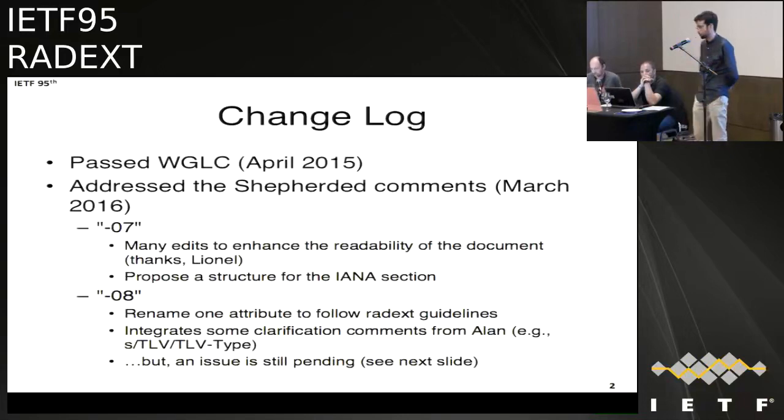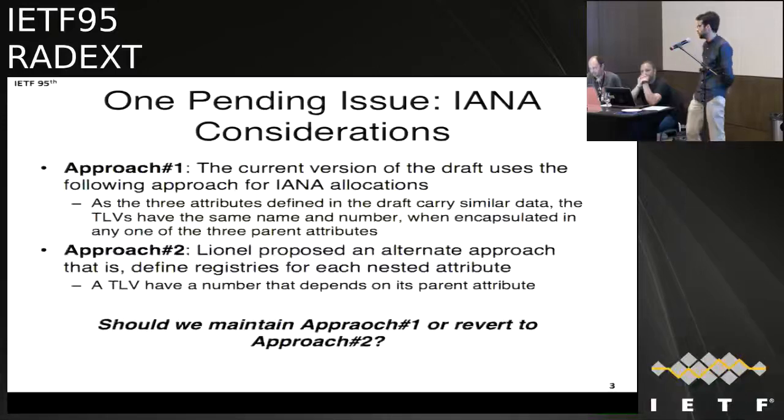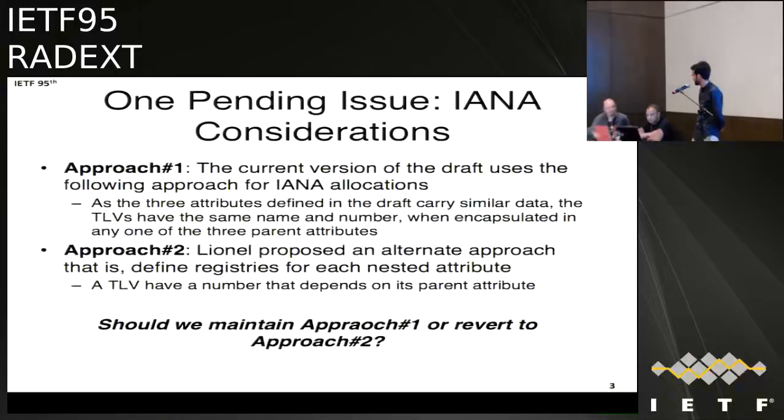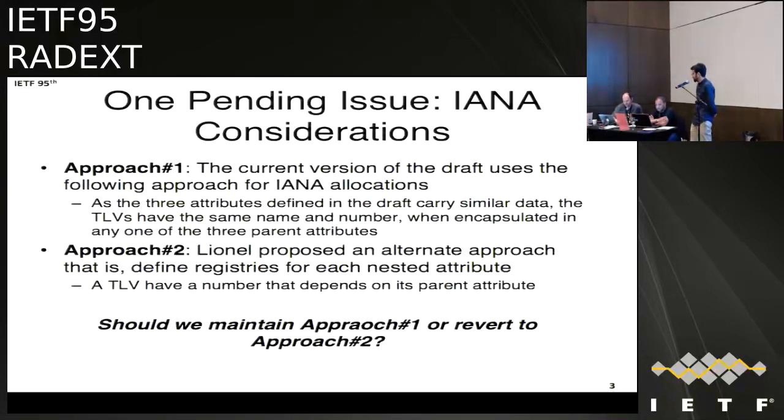It's about the registry. In fact, with the current approach in the draft, all the attributes, all the TLVs, have the same name and the same ID. But Lionel has raised a point that he thinks it is more straightforward to define a dedicated registry for the nested attributes, so that these attributes, even if they have the same name, have identifiers that depend on the parent attributes. As authors of this draft, we will follow the recommendation from the working group. Despite there being no recommendation in the existing RFCs on how to proceed with this issue, we are happy either to maintain the one currently in the draft or to go with the proposal from Lionel. Feedback is most welcome on this, so that we can fix this soon and ship the draft, hopefully after this meeting.